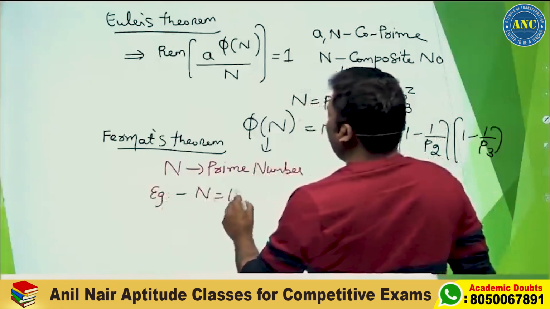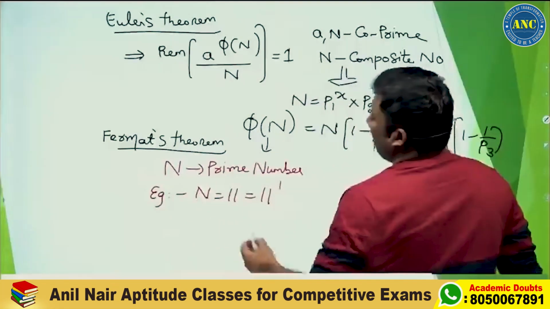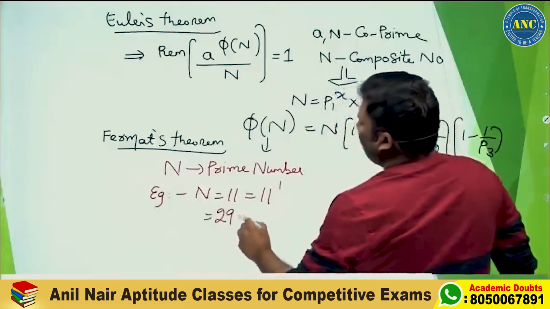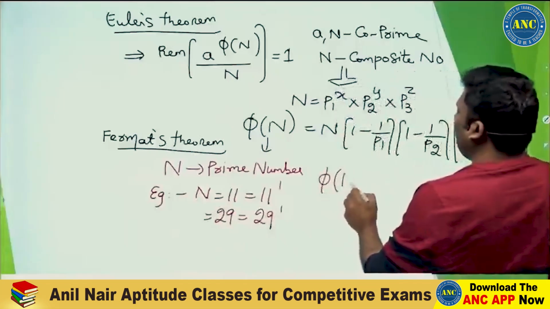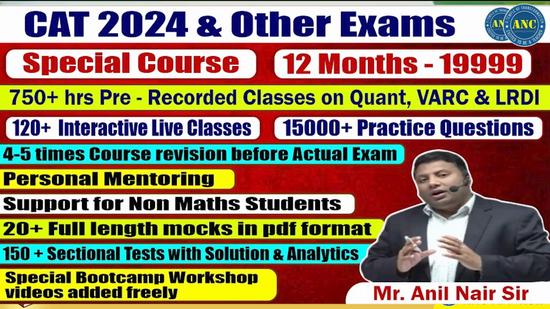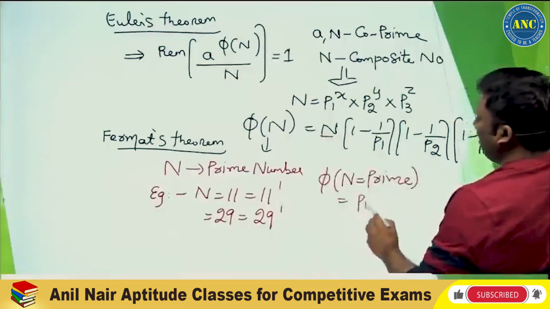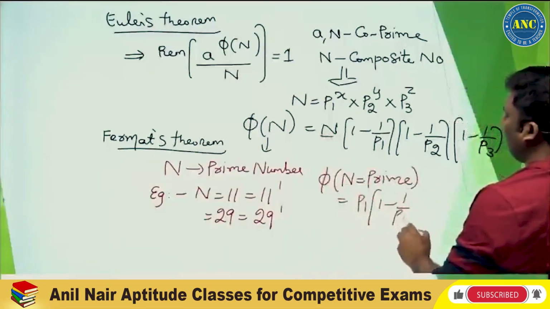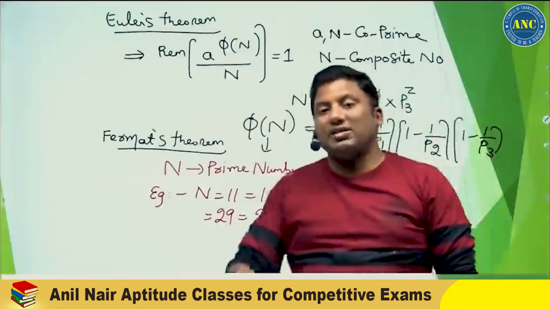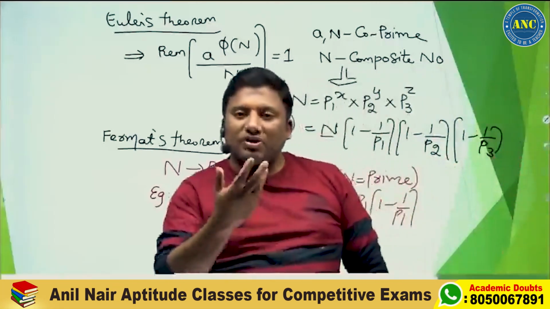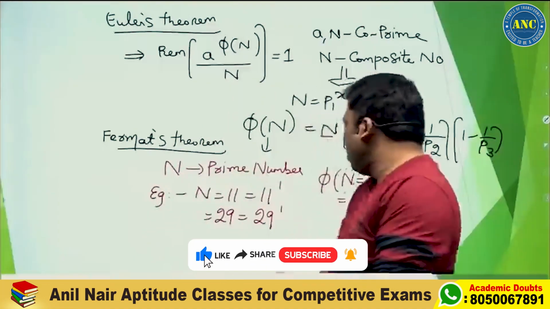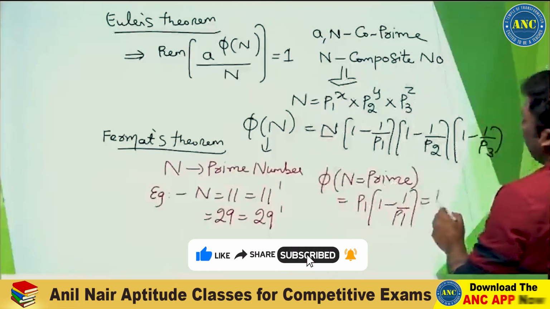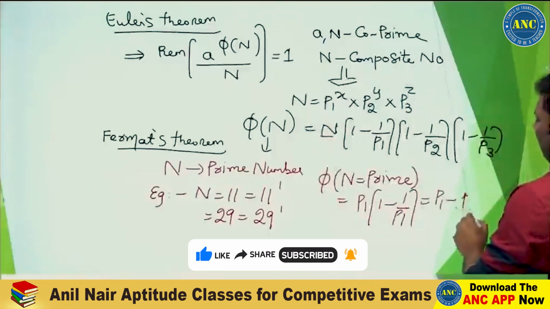if N is 11, this can be written as only 11 power 1. If N is 29, this can be written as 29 power 1. So the totient of N, which is a prime number, is nothing but N, which is P1, into 1 minus 1 by P1. So any prime number can be written as a single power of a prime number. 23 can be written as 23 power 1. 31 can be written as 31 power 1. So P1 into 1 minus 1 by P1.